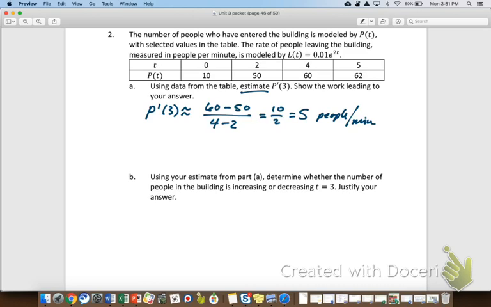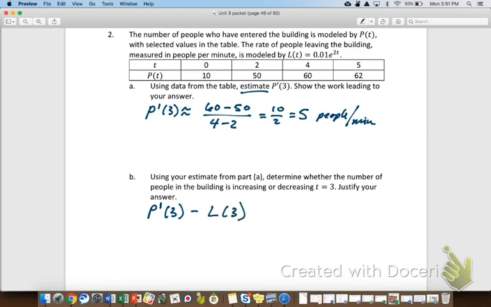Okay, part B says, using your estimate from part A, determine whether the number of people in the building is increasing or decreasing at T equals 3. Justify your answer. So this is where we have to bring both rates into play. P prime of t is the rate of people entering the building, and L of t is the rate of people leaving the building. So we could write this out maybe as P prime of 3 minus L of 3.